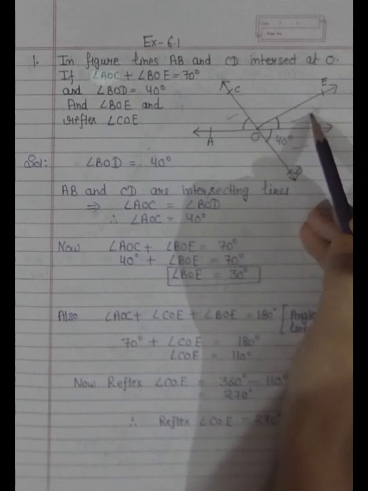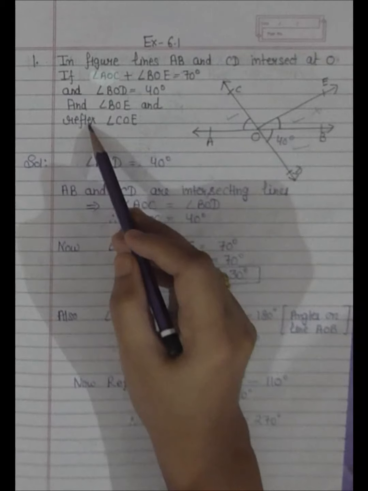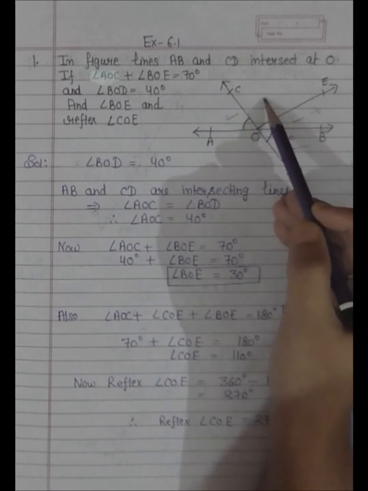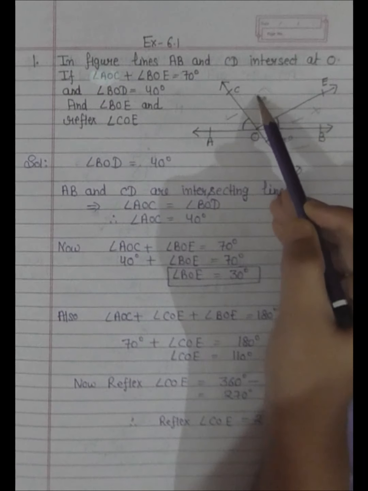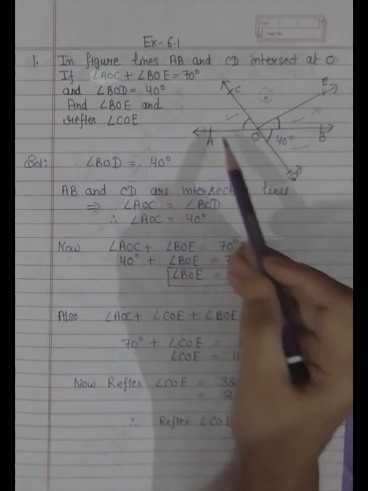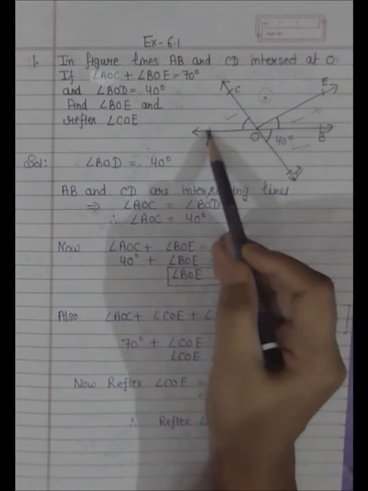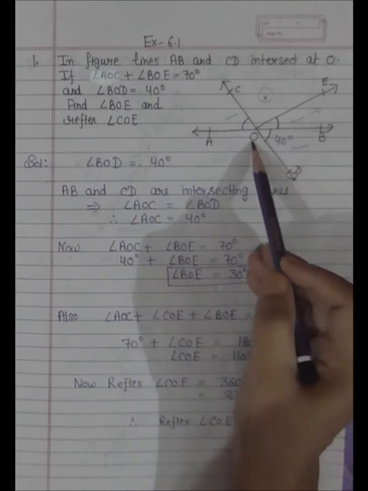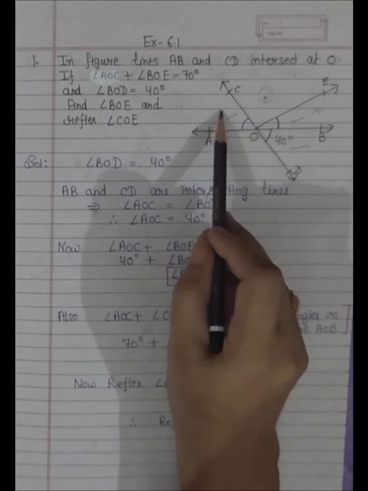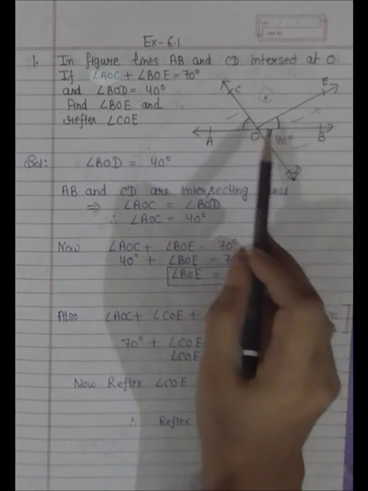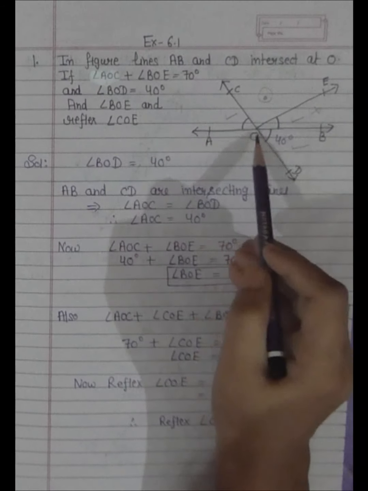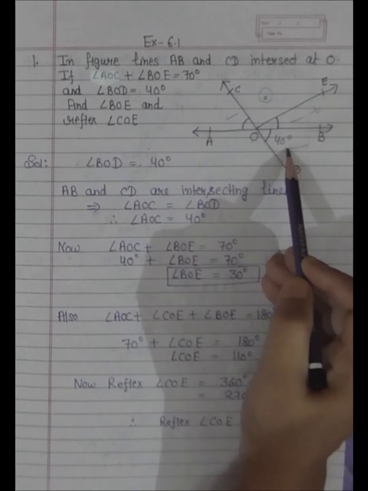BOE, we have to find this angle, and the reflex of angle COE. This angle is COE, and we have to find its reflex. Now these are two lines which are intersecting each other at point O. Then according to theorem 1, these two angles are equal because they are vertically opposite angles. So we can say that angle AOC is equal to 40 degrees.